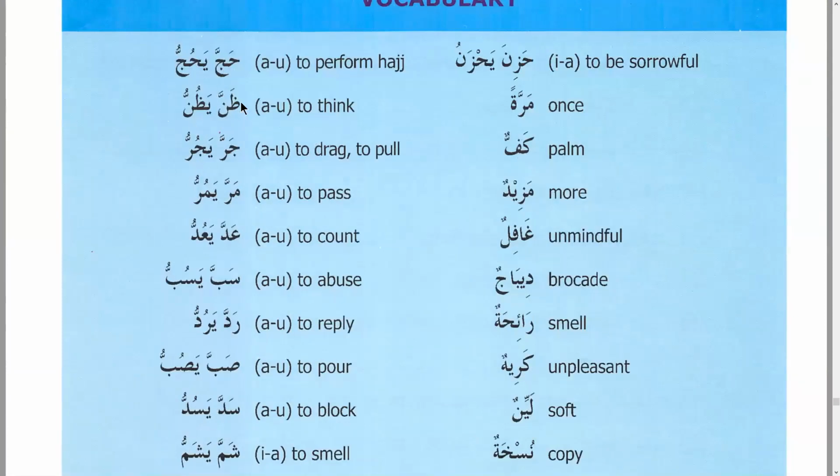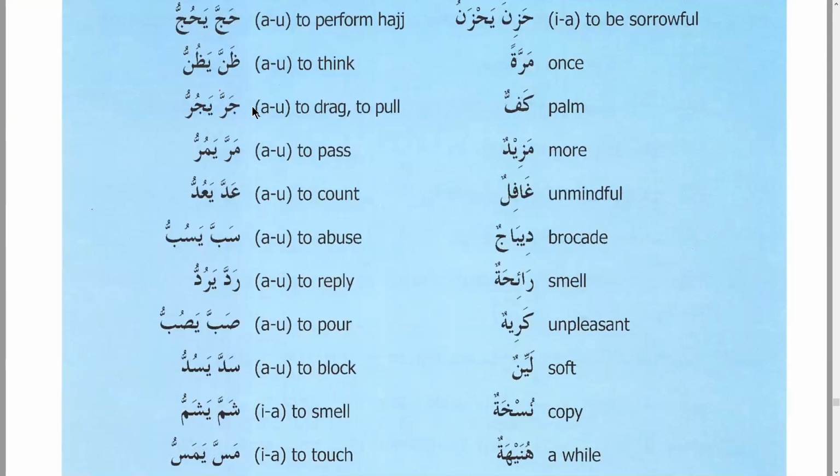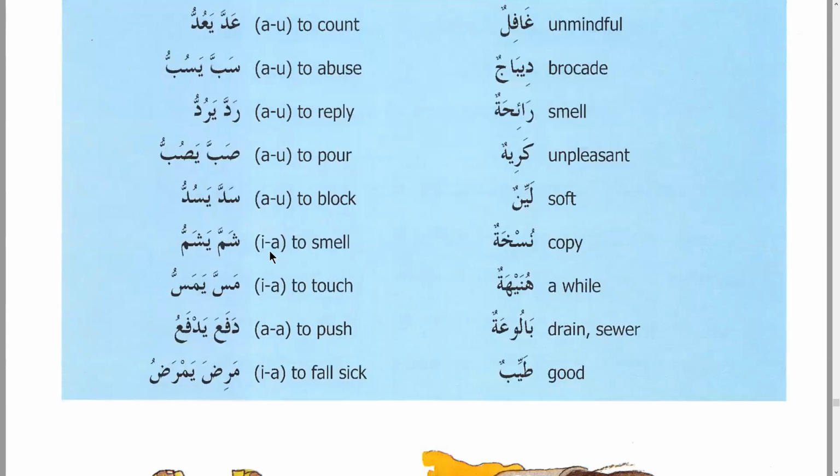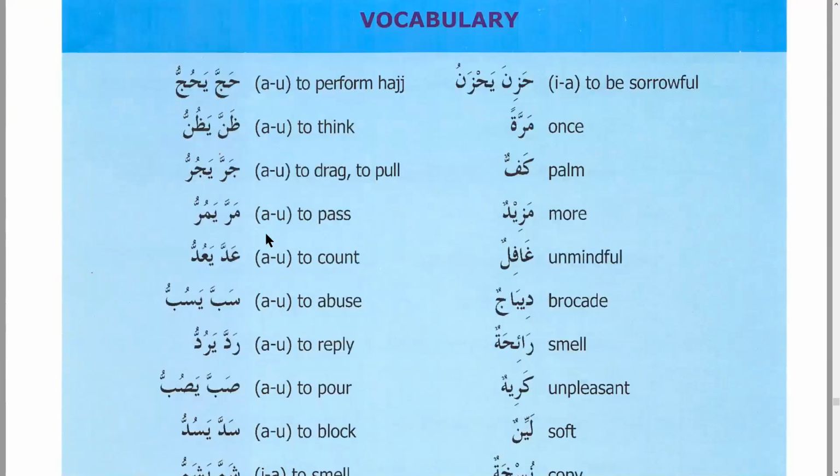Again, challenge. Try to conjugate these. Is nuskha also a sample? I don't know. Nuskha is used as a sample? I know only as a copy. Jarra yajurru, to pull. There are two babs in this. Sample of cloth is, I think, fumash. Right?